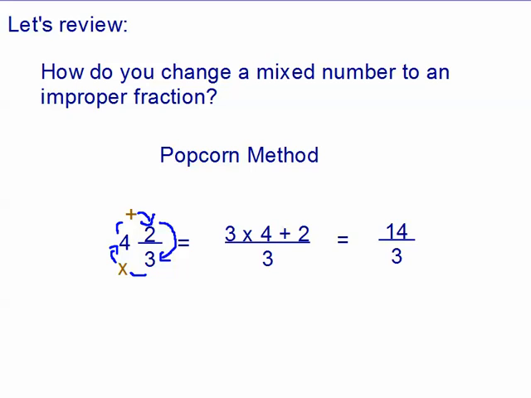What the popcorn method says is to take our denominator, multiply it by the whole number, add that answer to the numerator, and put it back over your denominator. So in this example, I'm going to take 3 times 4 and get 12. I'm going to add 2 to that to get 14, and then put that back over the 3, because that's our original denominator.